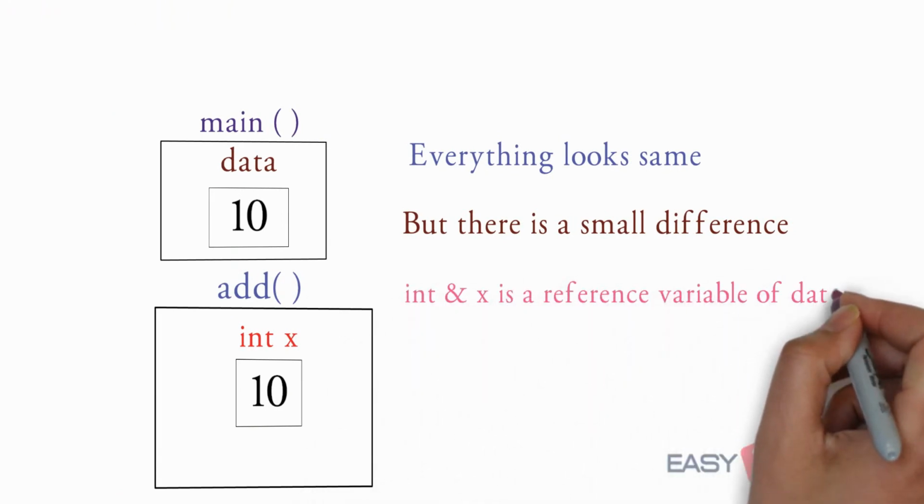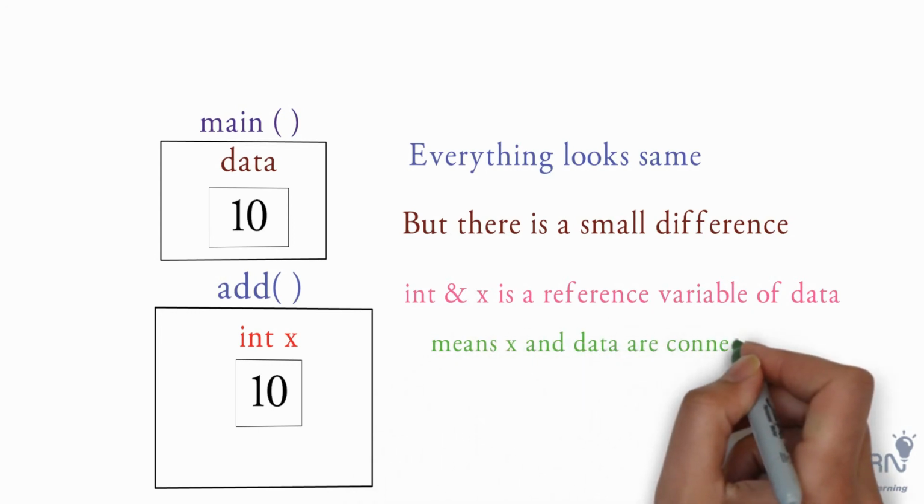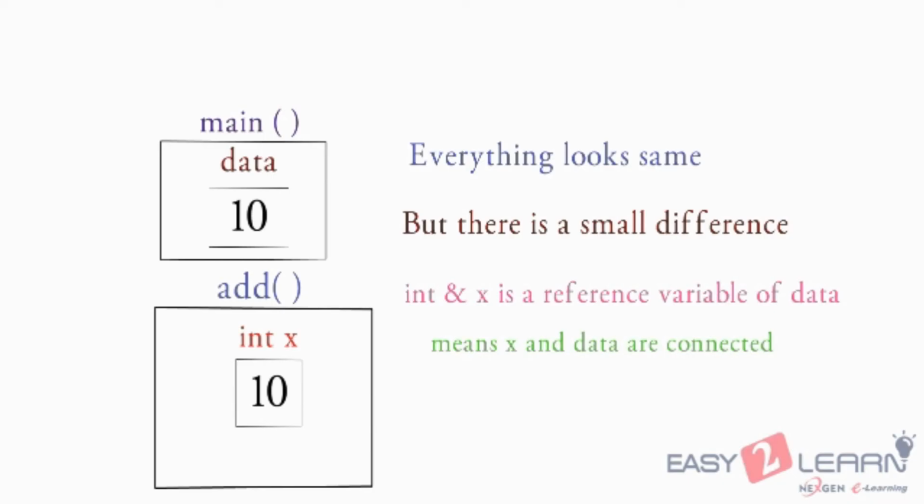Here we call with respect to the address. So int ampersand x is a reference variable of data defined in main function. Means x and data are connected.